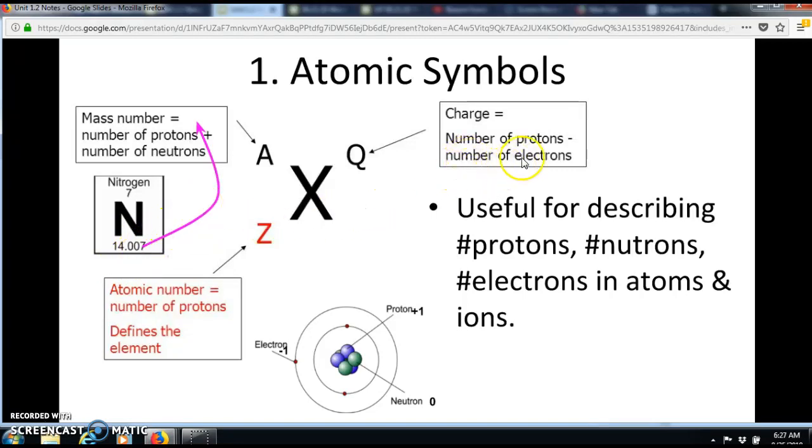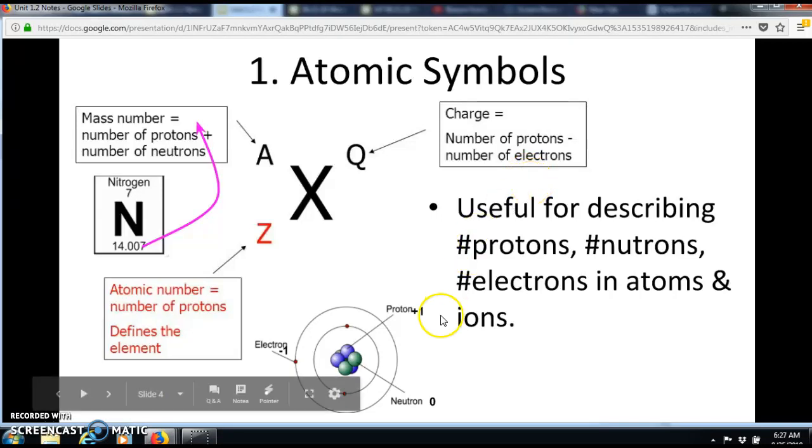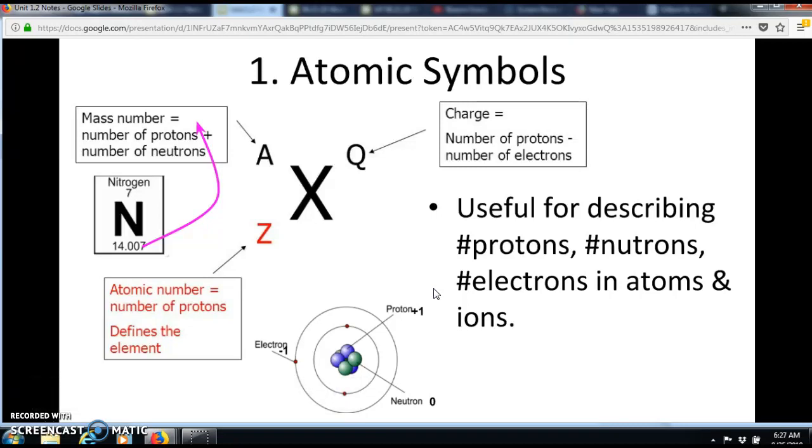The last piece of the atomic symbol that is important is the charge. It's the number of protons minus the number of electrons. Protons have a +1 charge and electrons have a -1 charge. So when you have the same number of protons and electrons, you have a neutral species, or something with a charge of 0. If they're not balanced, then you're going to have something with a positive or negative charge. Anything with a charge, we call an ion.